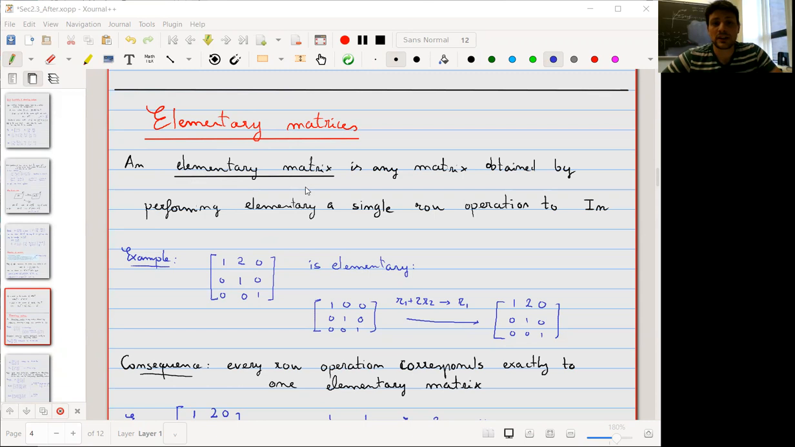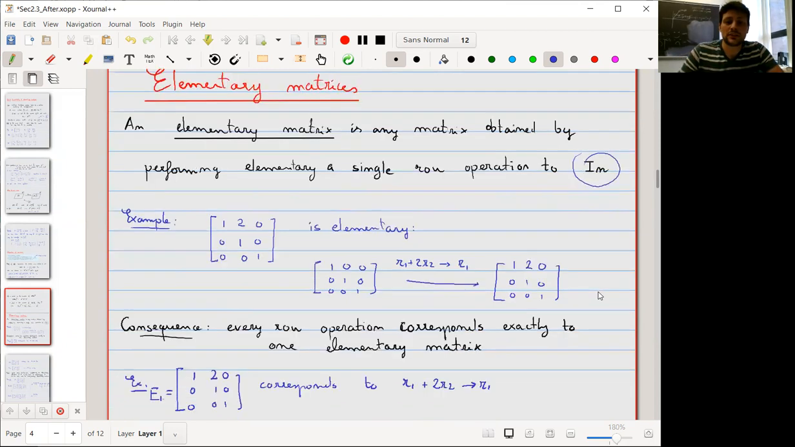An elementary matrix is a matrix that we get by performing any single elementary row operation to the identity matrix. Here's a little example. This is an elementary matrix because it can be obtained from an identity matrix, 3 by 3, by replacing the first row with a copy of the first row plus twice the second row. And that's what we get here, 1, 2, 0.